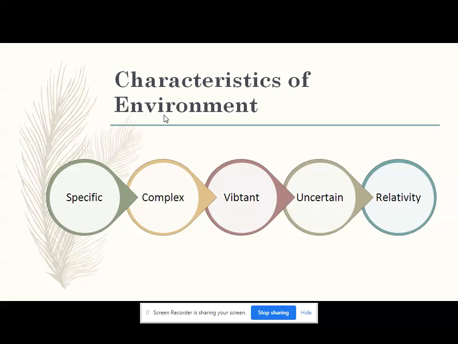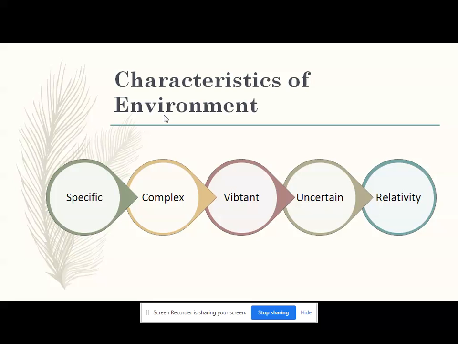Now we will see various characteristics of environment. As we want to study the environment, we should be able to understand the characteristics of environment. Today's marketing environment can be categorized or classified by numerous features which are mentioned below. One is specific, so environment is specific. Then complex, environment is complex in nature. Environment is vibrant, it is uncertain, and it has relativity. Now we will see them one by one.